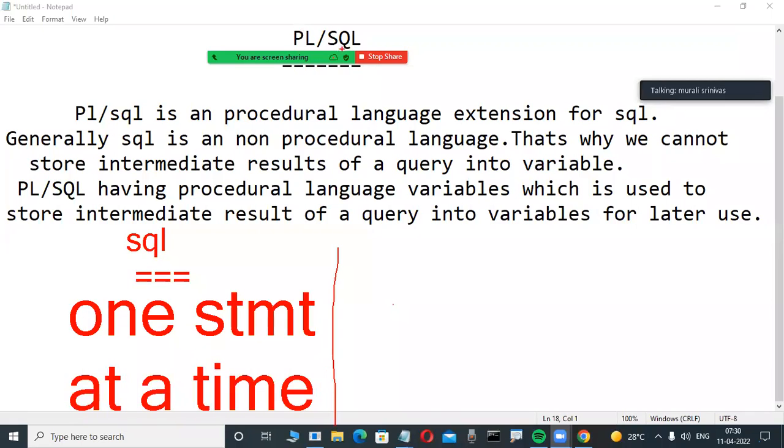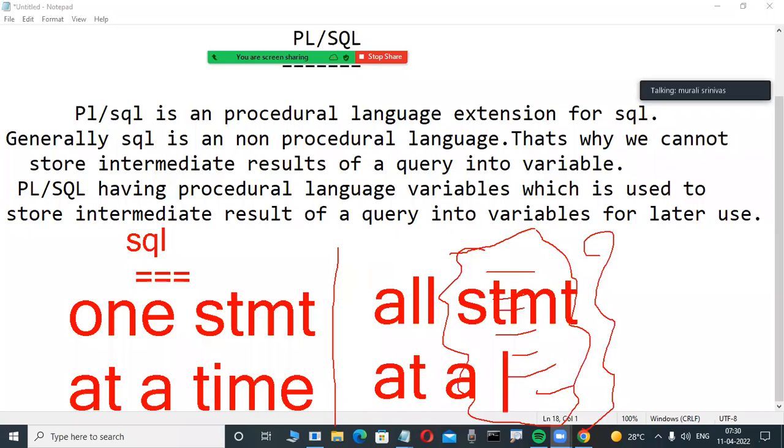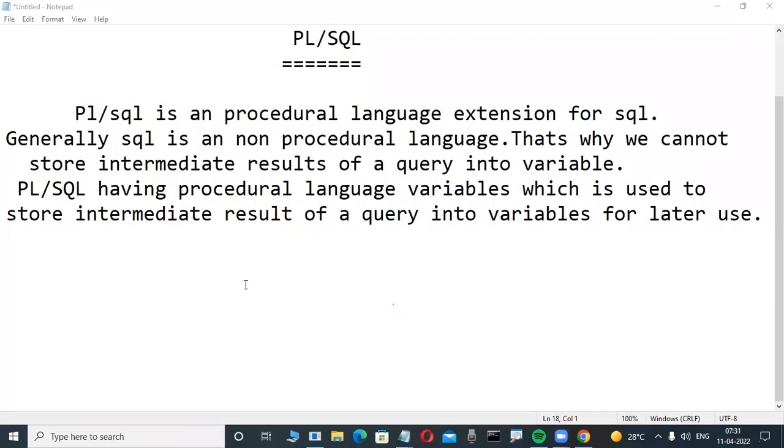But PL SQL is not like that. Here a group of statements, some coding we are writing. Today I am telling only one type of structure. Through that, all statements at a time are executed. A block of statements is executed at a time, such as inserting, updating, deleting. But in SQL, only one statement at a time is processed. In PL SQL, all statements at a time are executed. Next para.